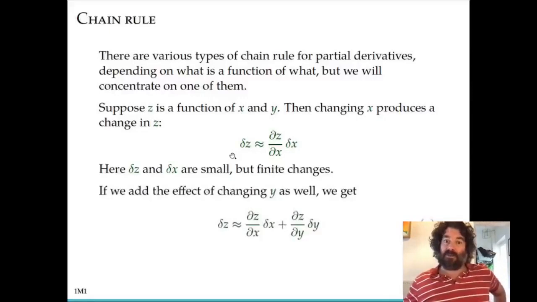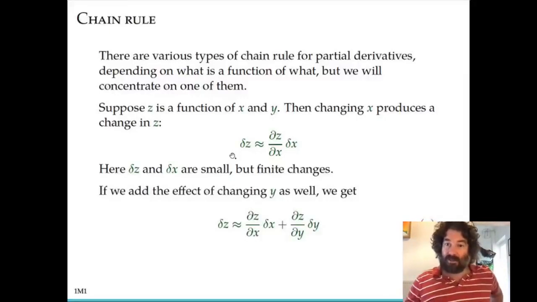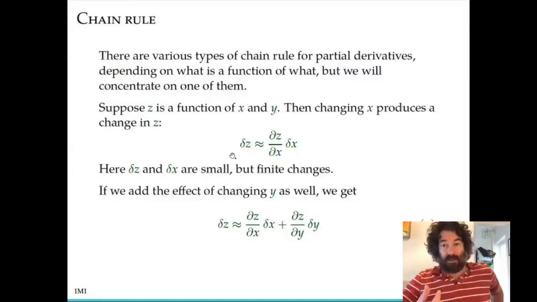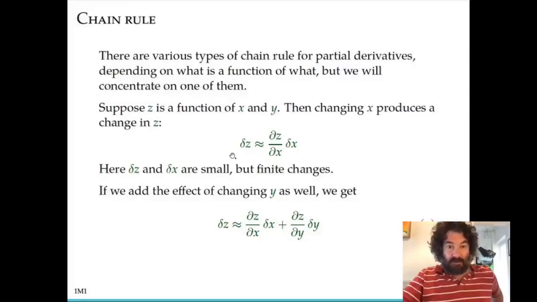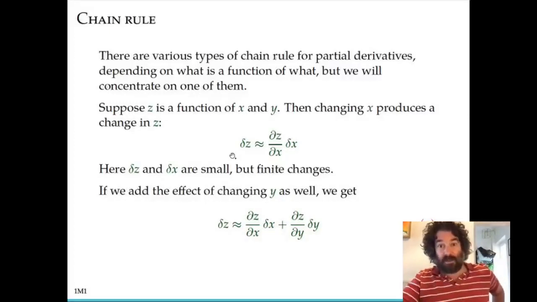And now if we also change y, so we add the effect of possibly also changing y by some small amount, delta y, then the change in z in the linear approximation is given by this formula here. We simply have the change that would result coming from the change in x plus the change that would result coming from the change in y, dz/dy times delta y.